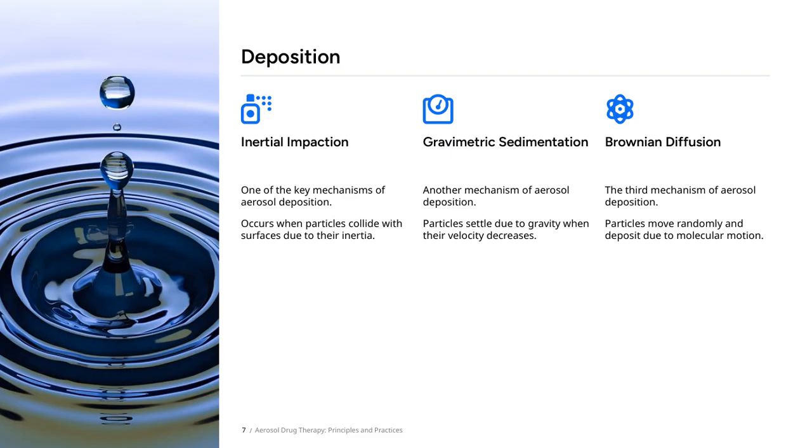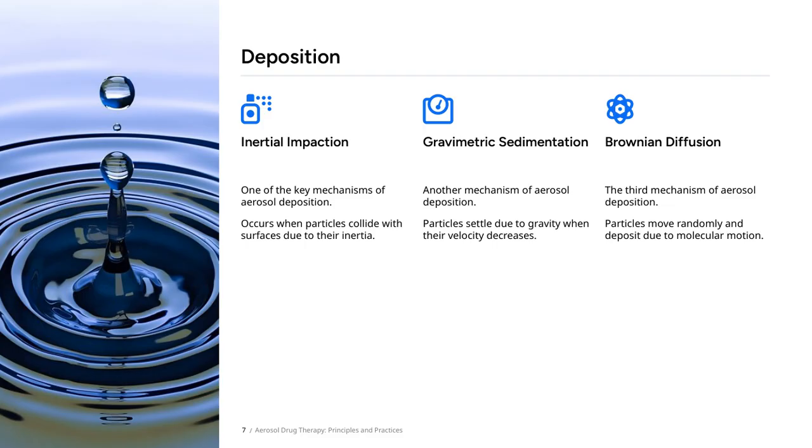What happens here is that tiny particles, because of their small size, move in a random, zigzag pattern and eventually deposit on surfaces simply because of this motion. It's a key way that very small particles settle out of the air. Another important mechanism is gravimetric sedimentation. This occurs when particles settle downward due to gravity, especially when their velocity decreases over time. Think of it as particles gradually sinking and settling onto the surfaces below, which is especially relevant for larger particles.